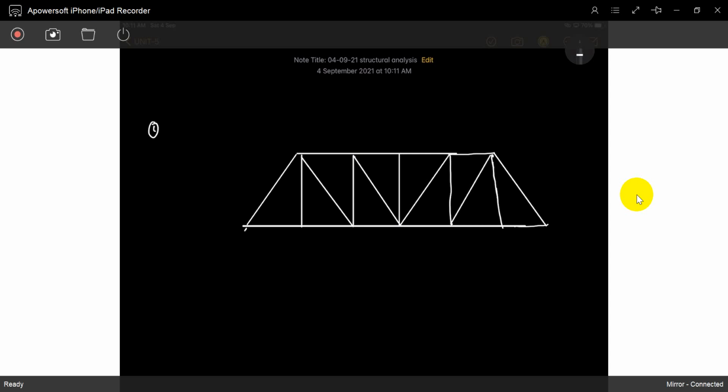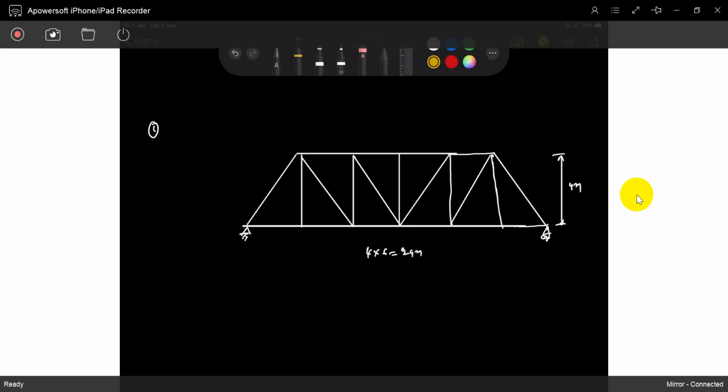Okay, so 4 into 6, 24 meters. Height is also 4 meters. So we gave designations like L1, L2, L3, L4, L5, L6, L7, U2, U3, U6. Okay, today we will deal with vertical members.